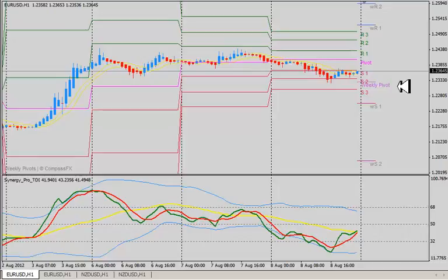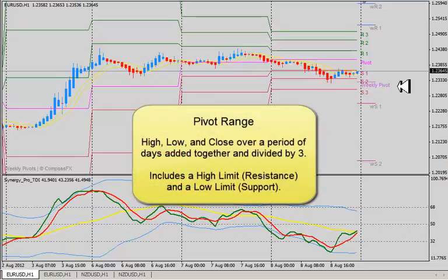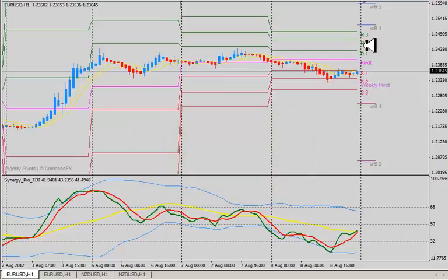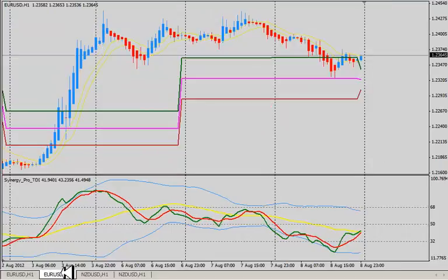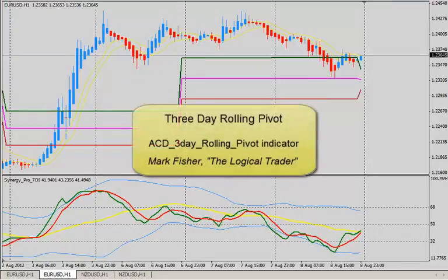Well, let me share with you that there's what's known as the pivot range. Now the pivot range is also based on the high, low, and close, but instead of being for the previous day, it's over a period of days. And a pivot range has a high limit or a resistance level and a low limit known as the support level. So instead of having your intraday pivots compared to the weekly pivots, one thing you could do is simply put on a 3-day rolling pivot.